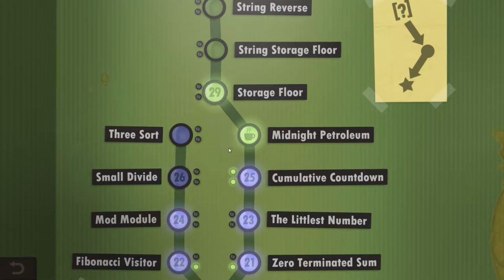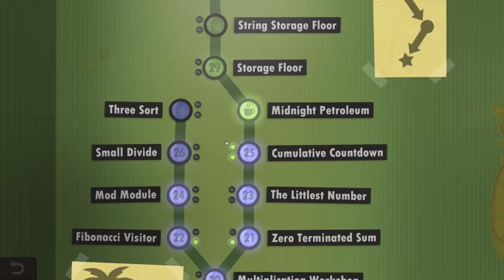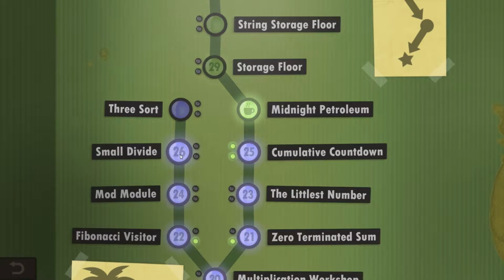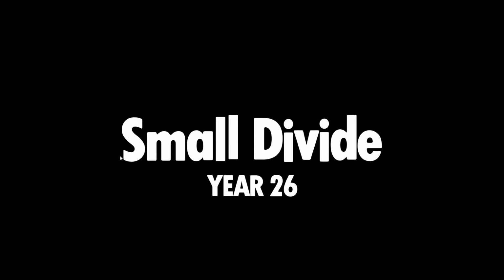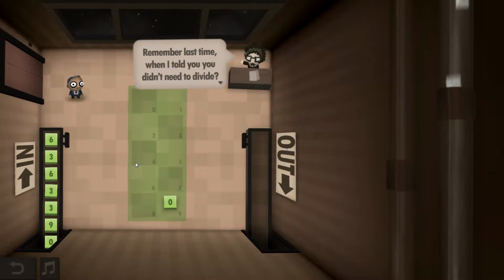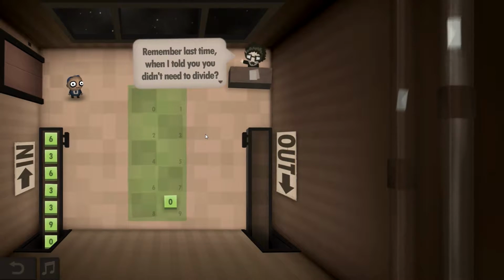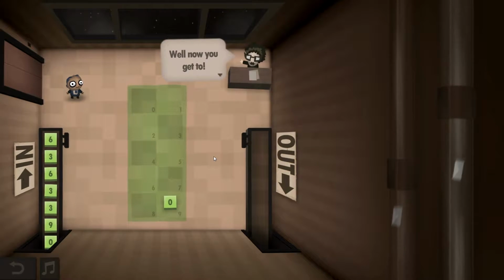Did we get stuck down here on small divide? Oh no, yeah, it's because we did the cutscene. We haven't done a story. So okay, I guess we're heading into a look at small divide in that case, and see just how hard this is. Remember last time when I told you we didn't need to divide? Yes. Well, now you get to.